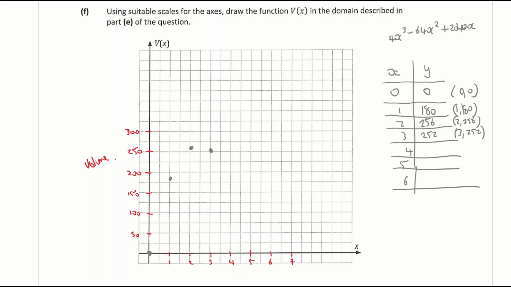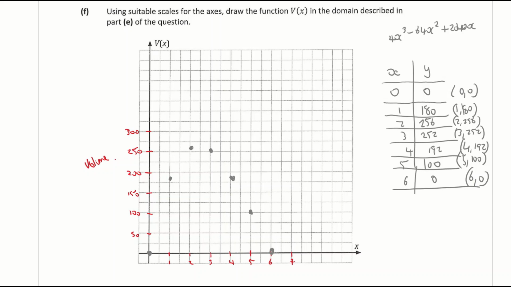My next one, when I put in 4, I get 192. So 4, 192 is my couple, and that is about here. Subbing in 5, I'm getting 100 as my output. So 5, 100, and we'll plot that around here. And finally, I sub in 6. And when I sub in 6, I get 0 again. So it's coming back down to my x-axis.